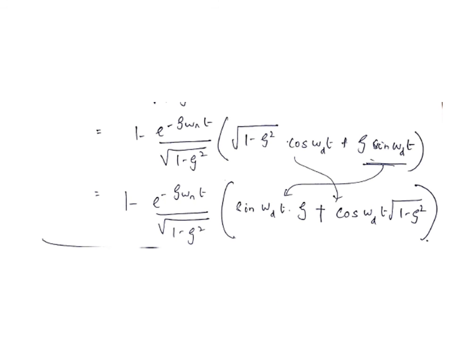That's simple manipulation. Here we'll be having 1 minus e power minus ζωn t by square root of 1 minus zeta square into, bracket, square root of 1 minus zeta square cos ωd t plus ζ sin ωd t. For that we have taken square root of 1 minus zeta square as a common, and that's why we multiplied it, right? That is done here. Then in the second equation of this slide, we have just interchanged the sin term and cos term, right?